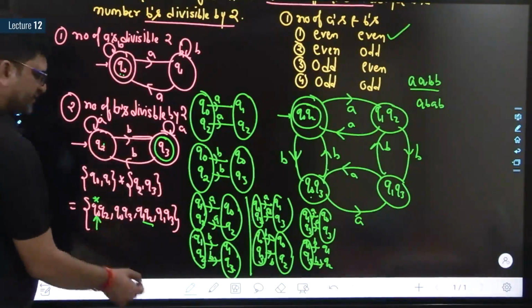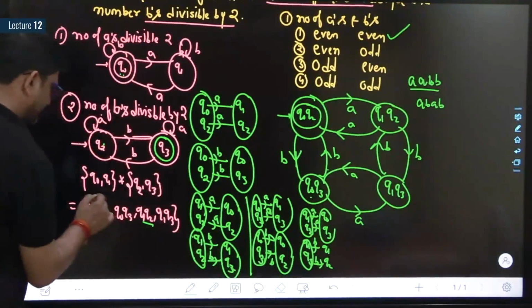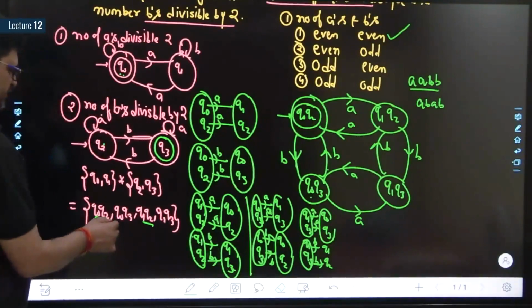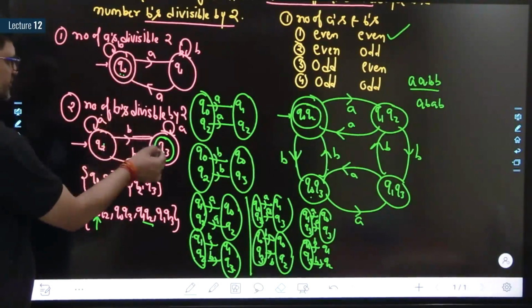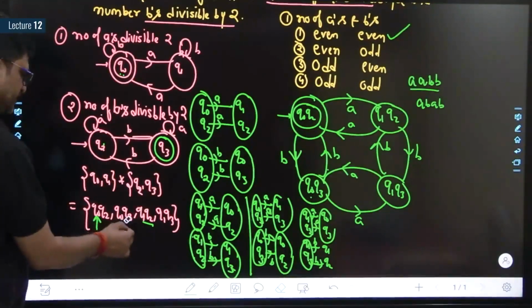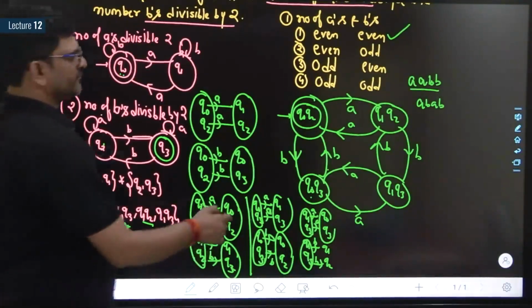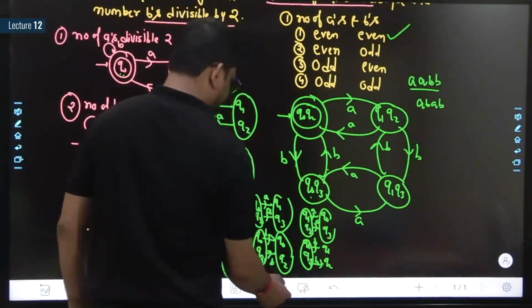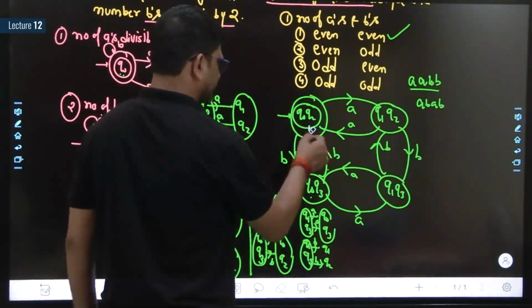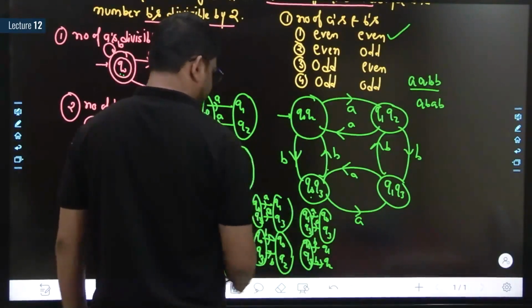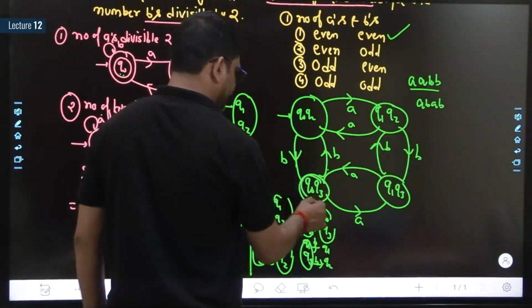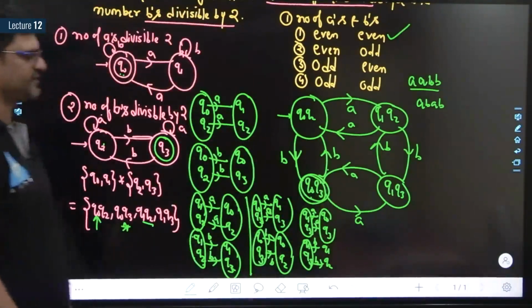Q0, Q3 is final. This is the final state. For the second question, Q0, Q3 is the final state.